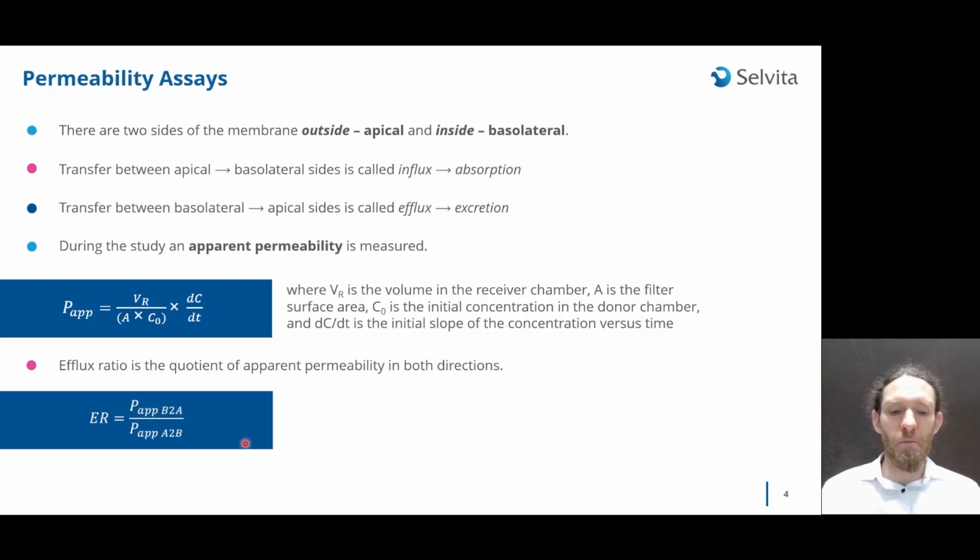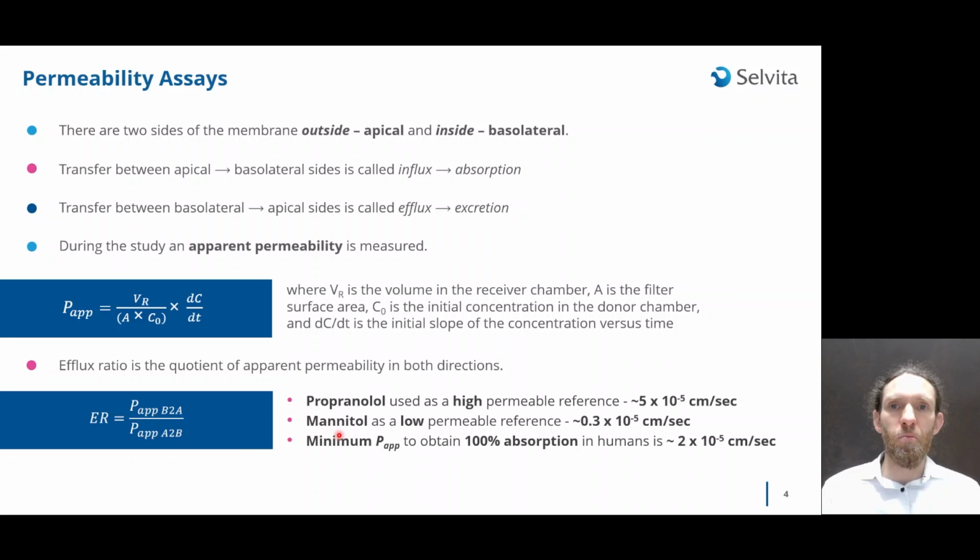The apparent permeability value, to interpret it properly, it's always good to have some reference. So propranolol, for instance, can be used as a high permeable reference with permeability of 5. Mannitol is a low permeable reference with permeability of 0.3. The literature says that minimum apparent permeability to obtain 100% absorption in humans is equal to approximately 2.